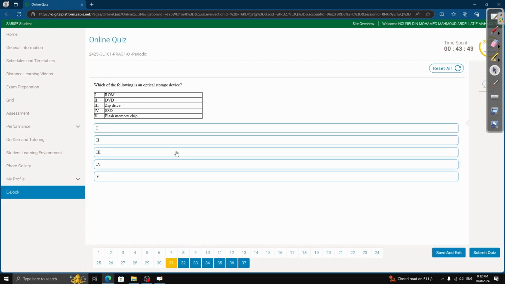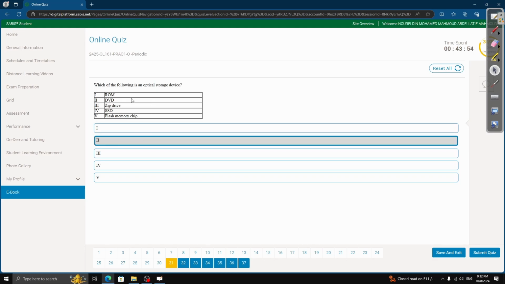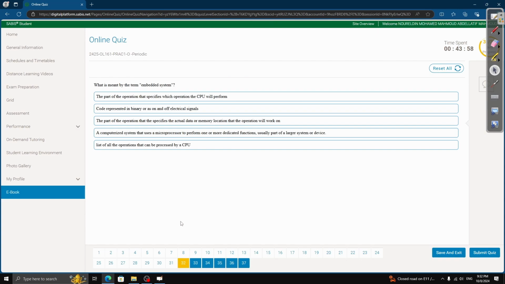That's it. Which of the following is an optical storage device? To make this simpler, optical basically means light. Which of these use light? The DVD. It's basically like a CD. Not exactly, but it's close.